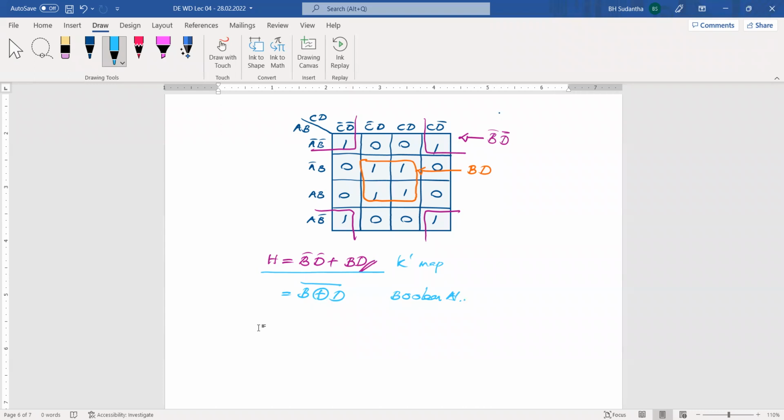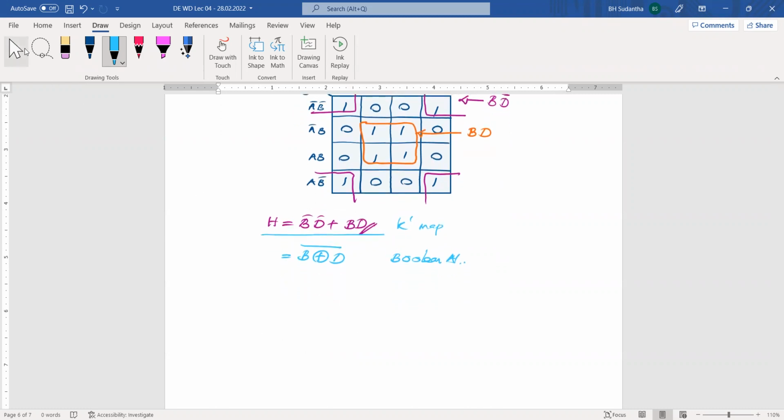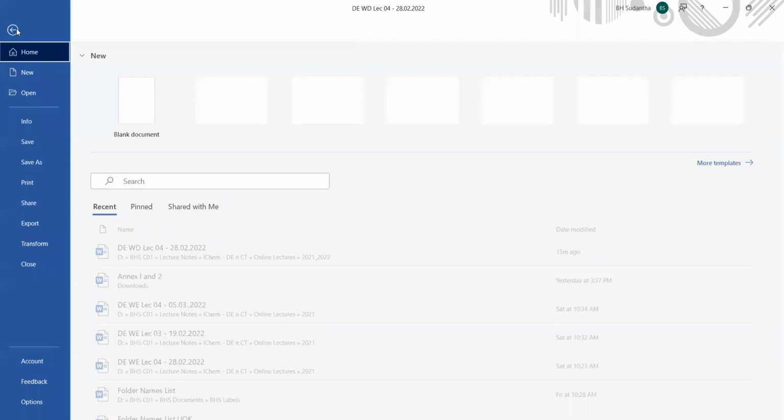Actually we have different methods for Boolean equations when we have more than 4 variables. Okay, then we have to consider those things there. We can now summarize what we have discussed so far.